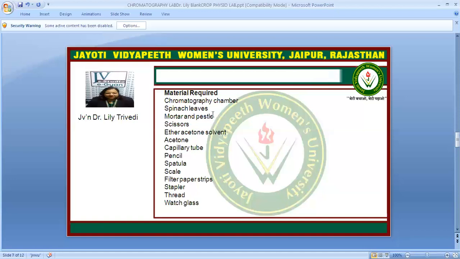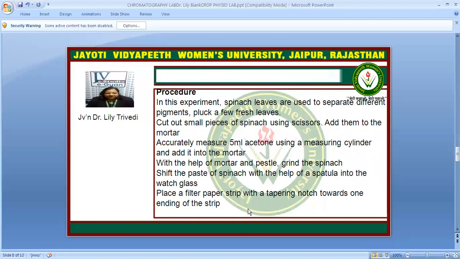Now, if you conduct a chromatography experiment, these are the requirements: a chromatography paper, some green spinach leaves, mortar and pestle, scissors, the solvent ether acetone, a capillary tube, a pencil, a spatula, a scale, filter paper strips, a stapler, thread, and a watch glass. Now, in this experiment, we use spinach. So we collect fresh spinach leaves, cut them into small pieces, and in a mortar with 5 ml acetone, we grind the spinach.